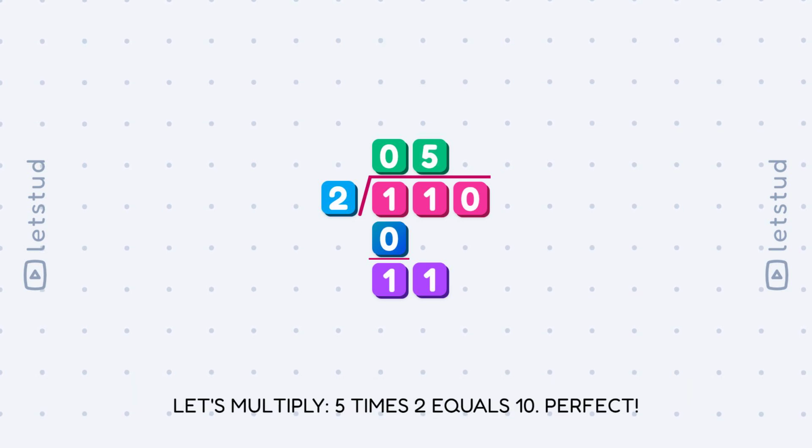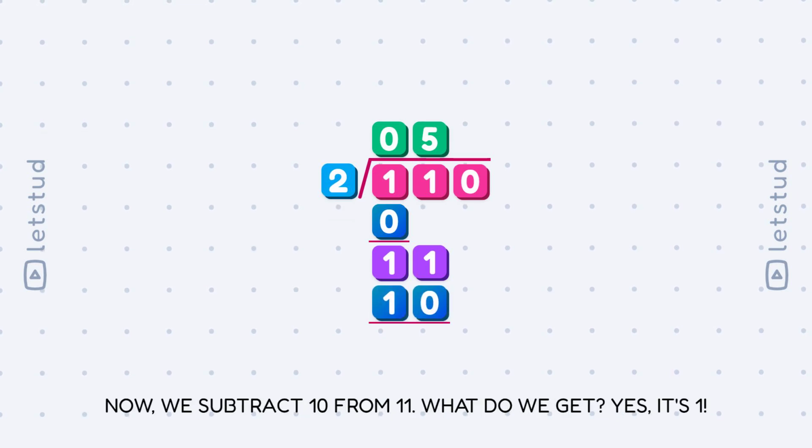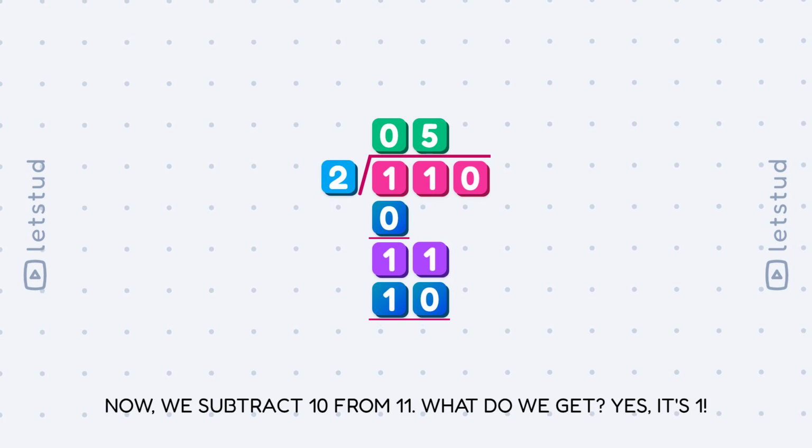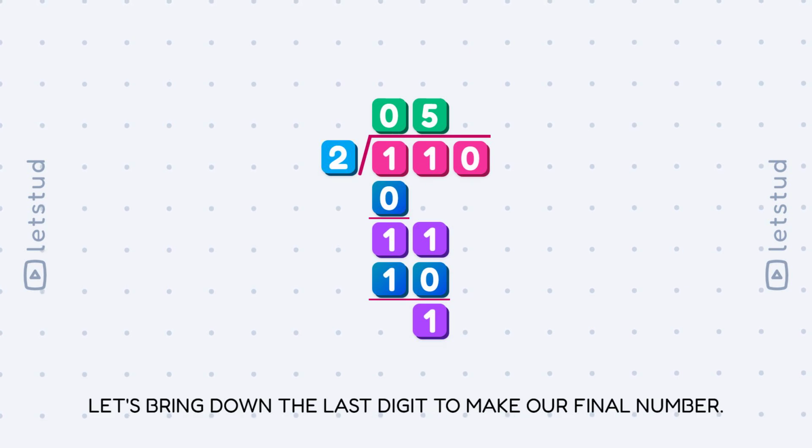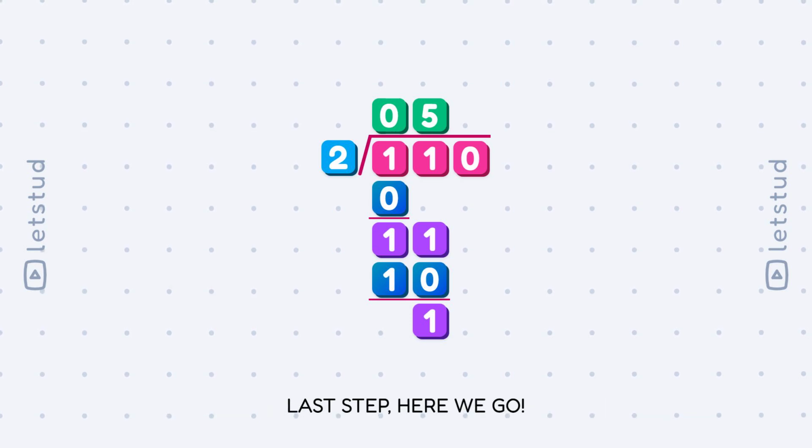Let's multiply: 5 times 2 equals 10, perfect. Now we subtract 10 from 11, what do we get? Yes, it's 1. Woohoo, you're crushing it, just one more step to go. Let's bring down the last digit to make our final number. Last step, here we go.